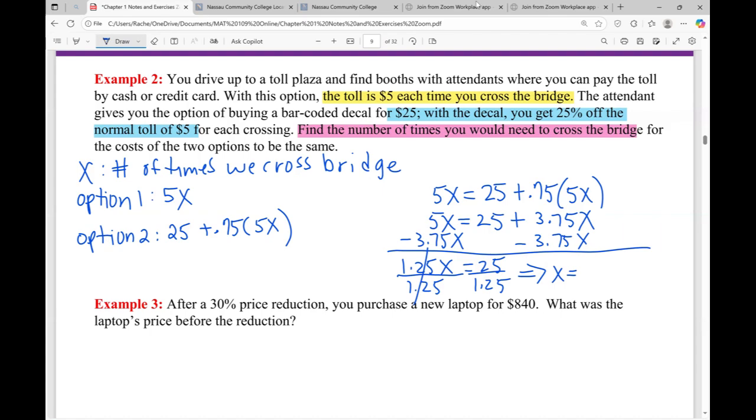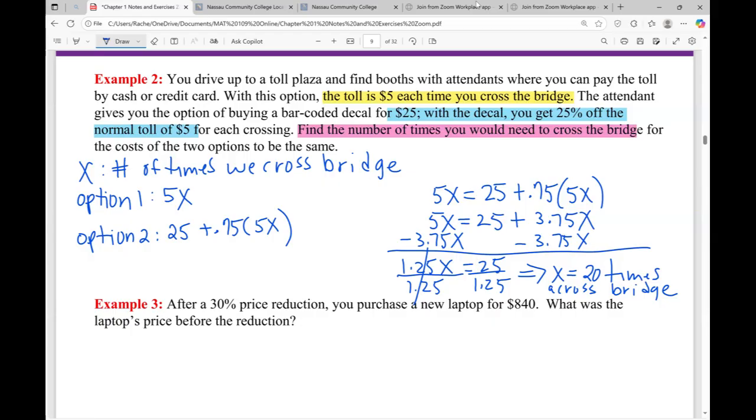And we get 20. Now, don't just circle your answer and say 20. That's 20 what? What are we solving for? X. And x represents the number of times we cross the bridge. So that's the number of times we would need to cross: 20 times across the bridge. So always make sure that you label with the appropriate units. This is not dollars. This is the number of times that we would have to cross the bridge for these two cost options to be equal or the same.